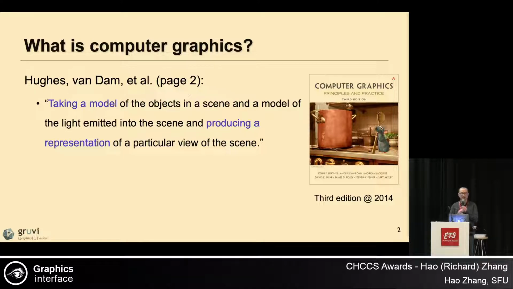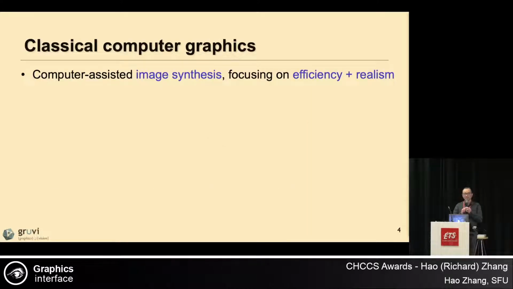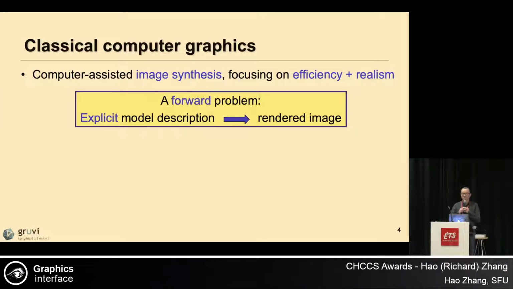That is taking a model of objects in the scene, like what we see over here, and also light properties, and producing a rendering of the scene. Quickly, the authors call this process a glorified multiplication. You're multiplying lights with your geometry. Now, in classical computer graphics, I'd say it's computer-assisted image synthesis, and the focus has been for a long time about efficiency and realism. So we should agree that it's really a forward problem. You take an explicit scene description, your 3D geometry with light parameters, and then produce a rendered image.